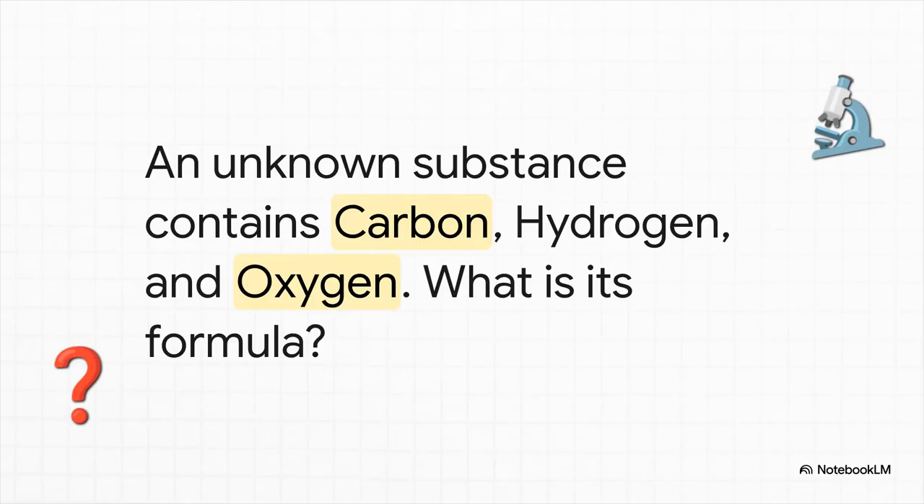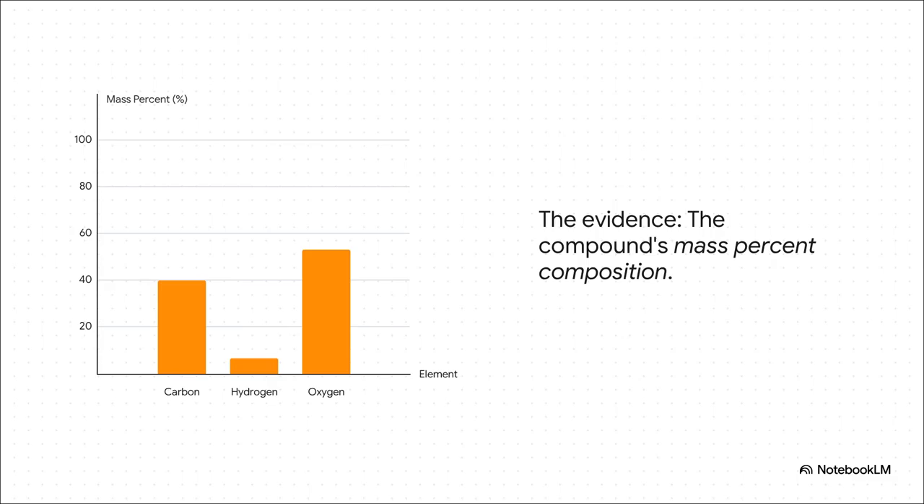So here's our case. Some lab technicians have analyzed this unknown substance. All they know is that it contains 3 elements: carbon, hydrogen, and oxygen. The big question is, what is it? And here's the evidence they found. They ran the tests and got its mass composition. It's about 40% carbon, a little under 7% hydrogen, and about 53% oxygen.